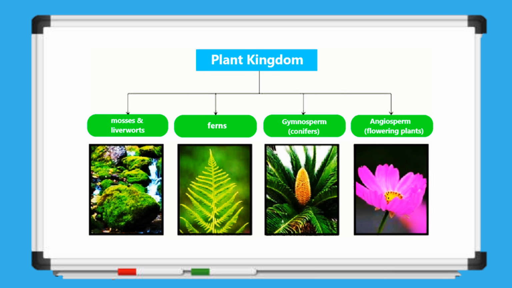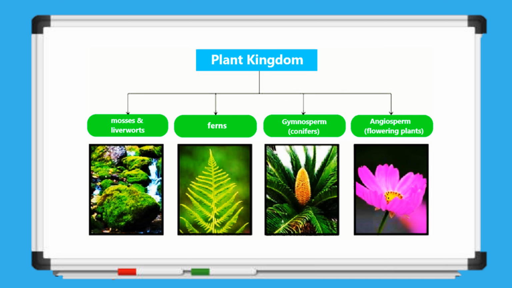Next, ferns are vascular plants with specialized tissues for transporting water and nutrients. They reproduce by releasing spores from sporangia and have large, feathery leaves called fronds. Then, gymnosperms or conifers are seed-bearing plants that produce exposed seeds, meaning the seeds are not enclosed in a fruit. Conifers, such as pine and fir trees, are a type of gymnosperm that produces cones.